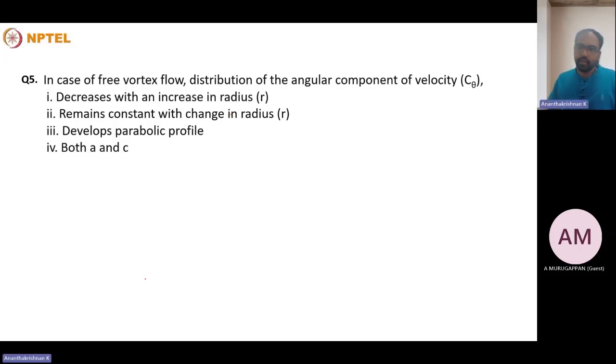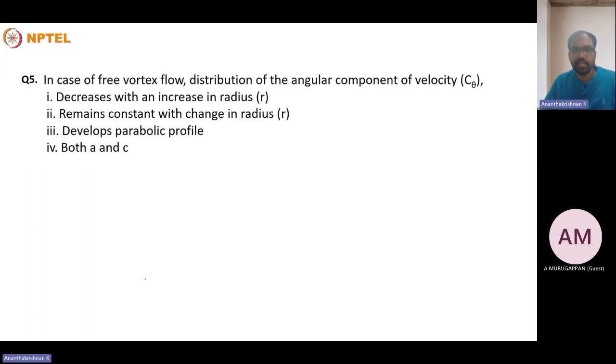So this is just a simple question that is based on the basic equations. In the case of free vortex flow, the distribution of angular velocity component C theta, whether it decreases with an increase in radius r, remains constant with change in radius r, develops parabolic profile, both A and C.